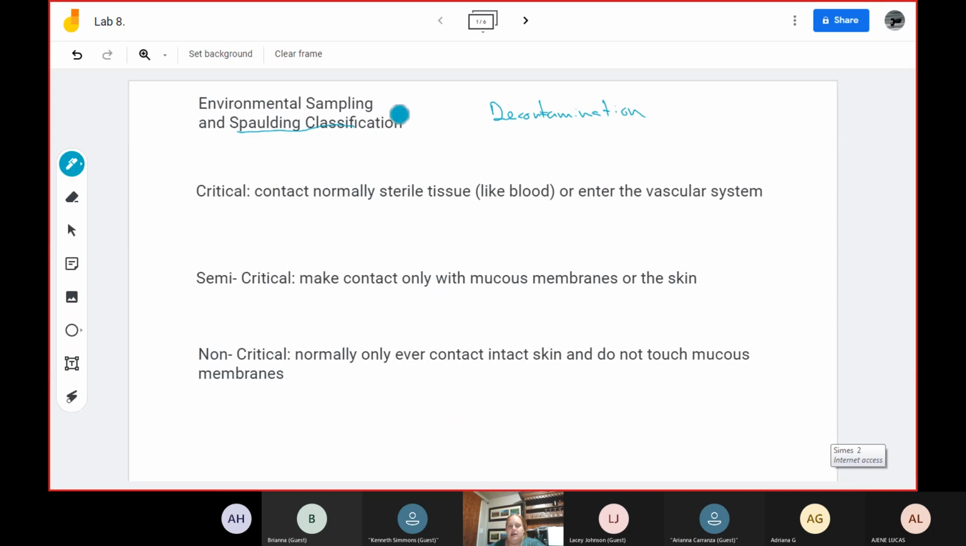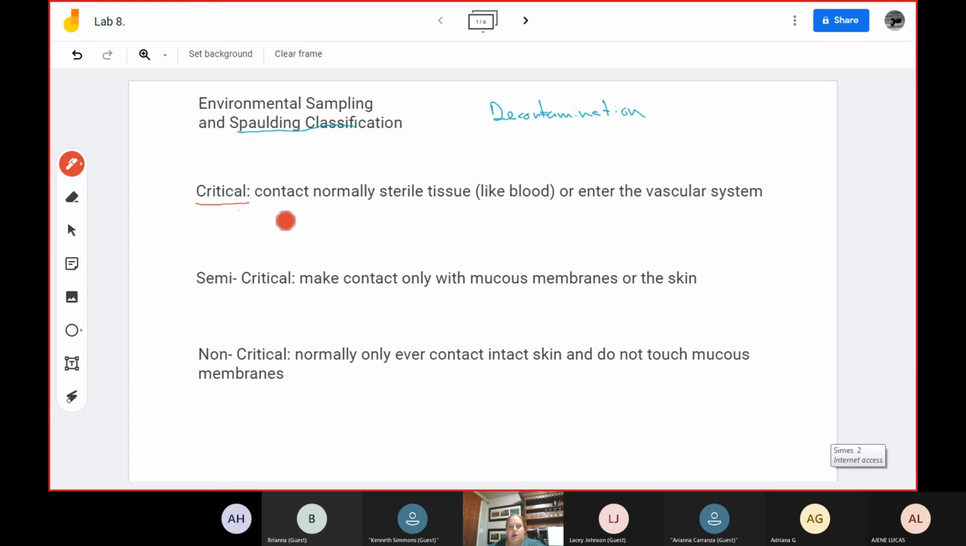Usually they use a coloring system, like red, green, yellow, like the stoplight system. And so the Spaulding system is similar to that. There's 3 different sets or stages. There's the critical, there's semi-critical, and there's non-critical.